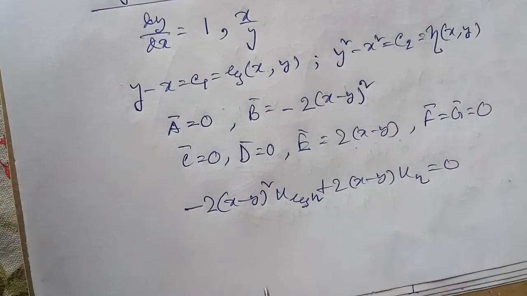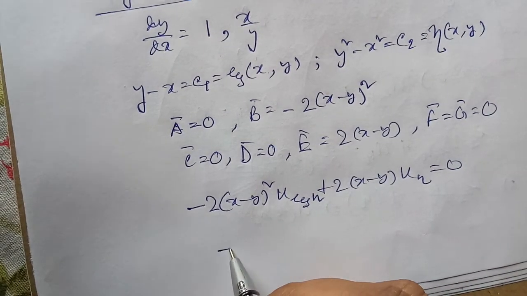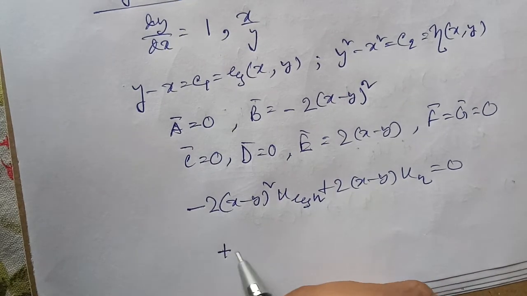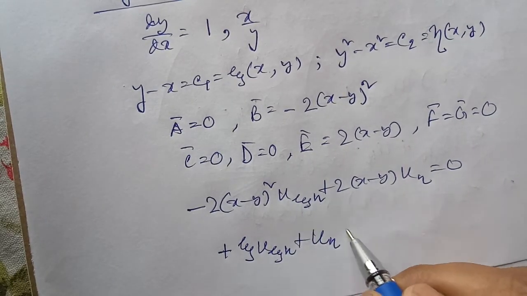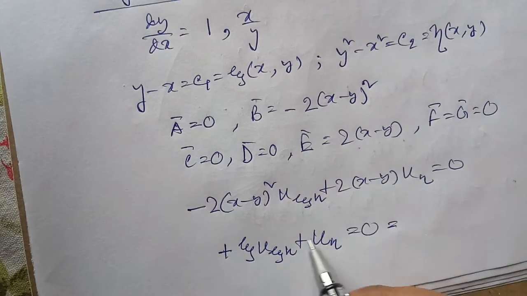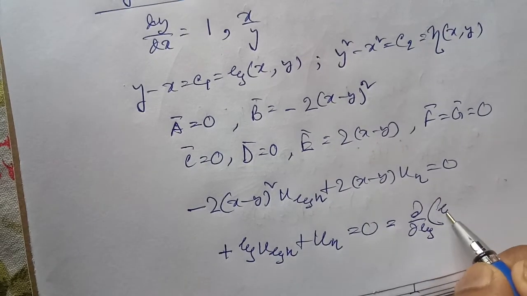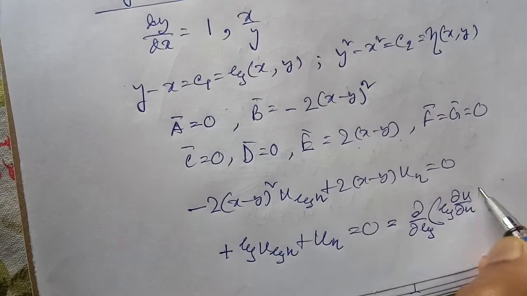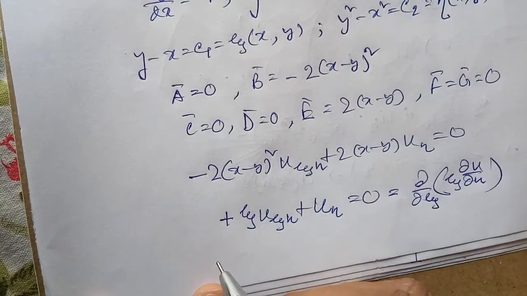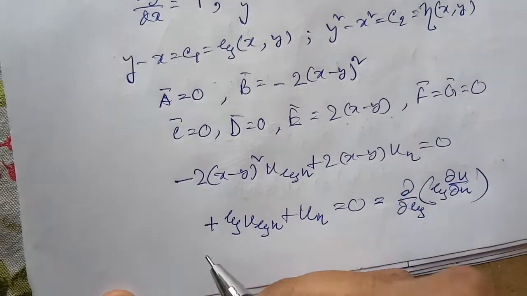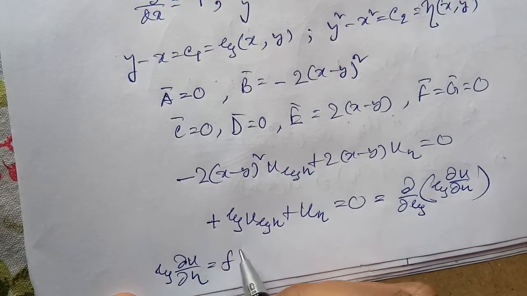and changing x, y to xi and eta, you can write it as follows. But the point is, this can be written as del/del xi of xi del u/del eta, and integrating that, the first integration will be with respect to xi, so that will be xi del u/del eta is equal to a function of eta.